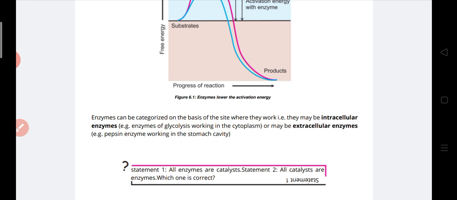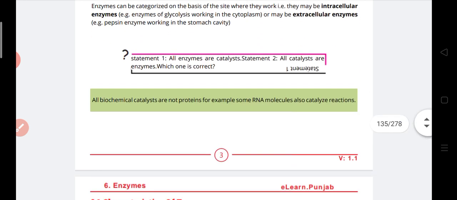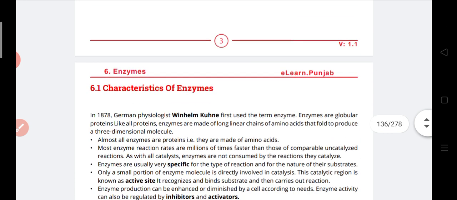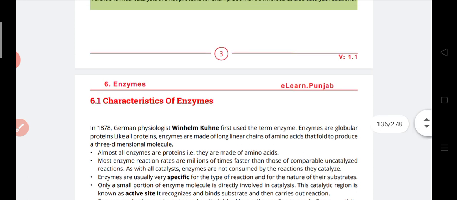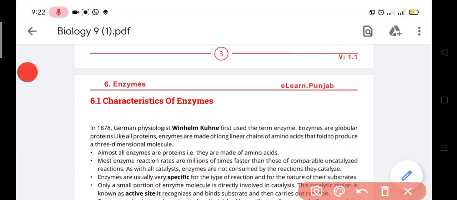We have discussed the intracellular enzymes and the extracellular enzymes. Now today we are going to discuss the characteristics of enzymes. That is a very interesting chapter and you are going to love it. Before going in, let me explain that in 1878 there was a German physiologist named Wilhelm Kuhne. Wilhelm Kuhne first used the term enzyme.